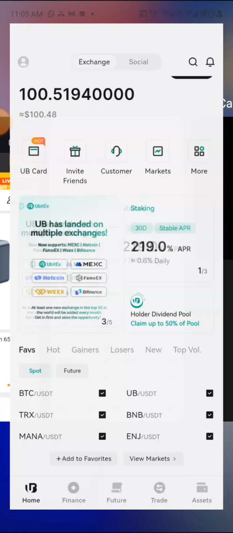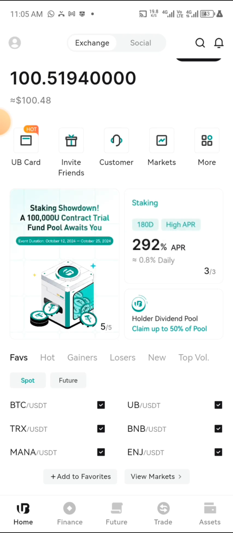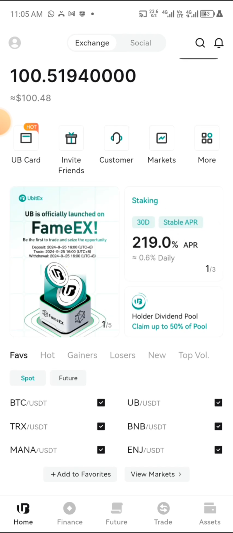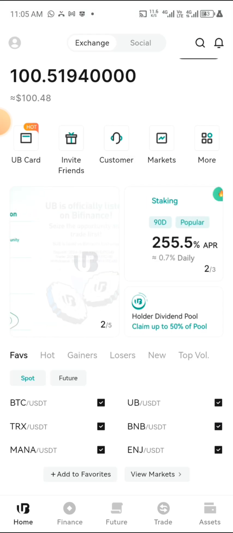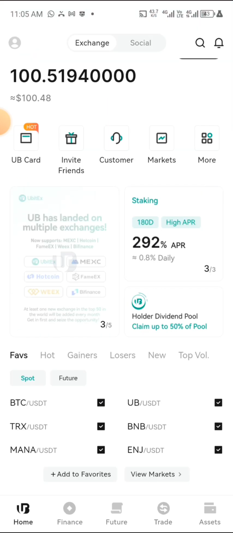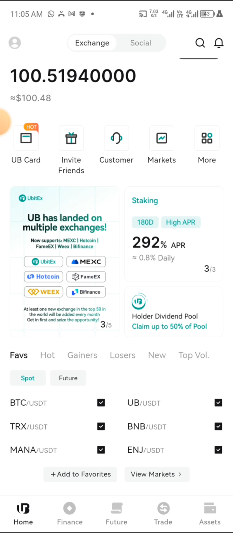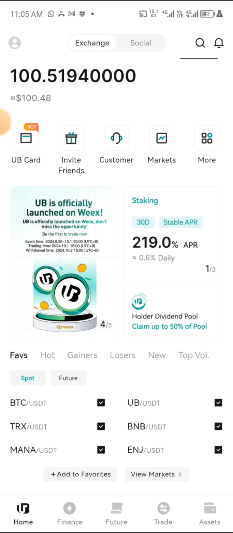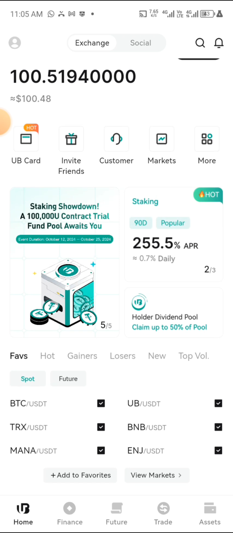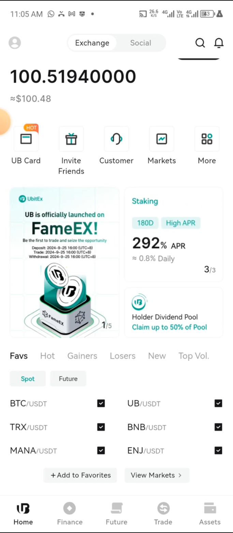And remember again, if your team members invite other people in, those people will be your indirect team members, and you will be making money from them too. Also, you'll be making more money from those indirect people that your team members invite. This is one of the things you can do to make money on Ubit exchange without even depositing.